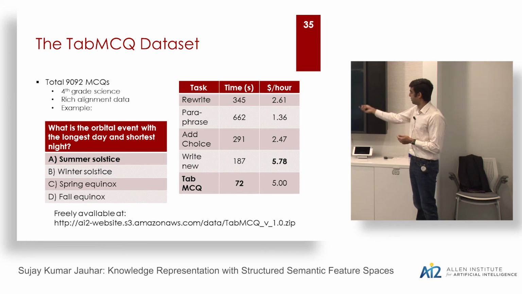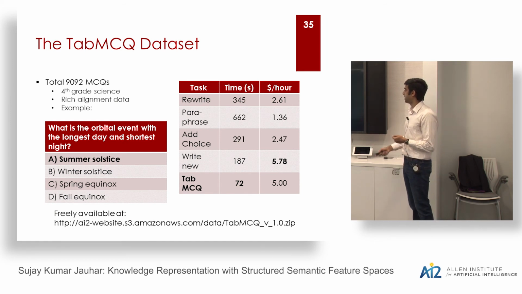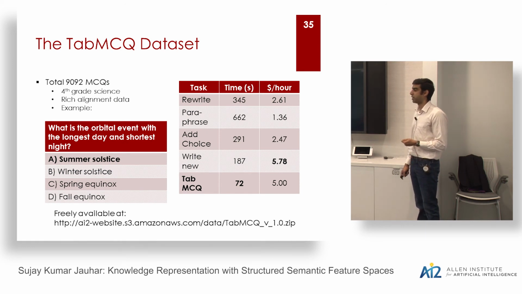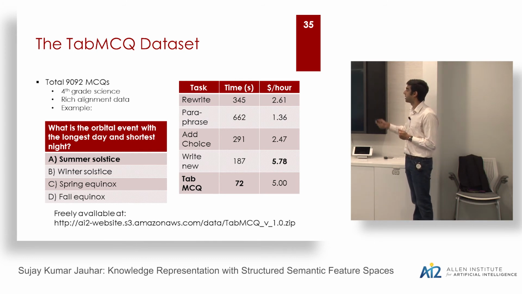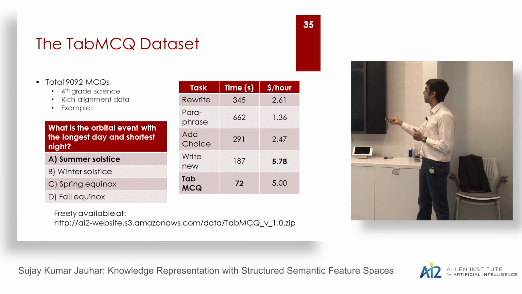The data set itself basically consists of questions such as these. It's freely available thanks to AI2. Thanks for the funding to actually do this. And the data set was created by Turkers much more efficiently by, say, doing things like rewriting a question, paraphrasing, or adding a choice. It turns out almost 3 times faster than any of the other methods because of all the scaffolding information from the structure of tables.